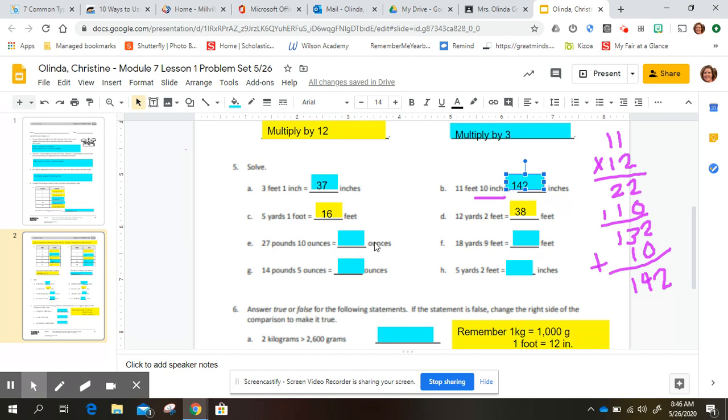27 pounds, 10 ounces equals how many ounces? Well, we learned earlier that there are 16 ounces in a pound. So I have to multiply that by 27. So 27 times 16. We're working right here on E. 6 times 7 is 42. 6 times 2 is 12, plus 4 is 16.